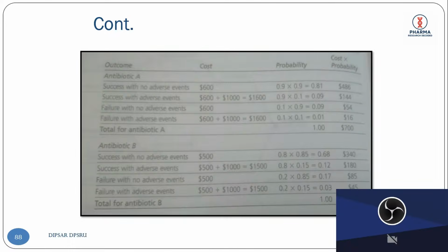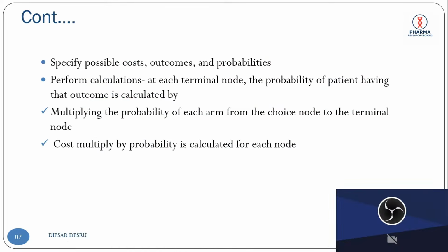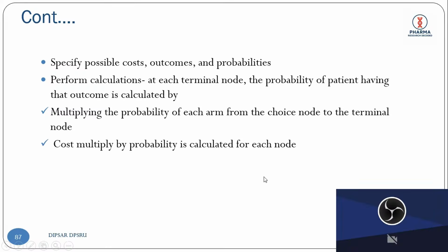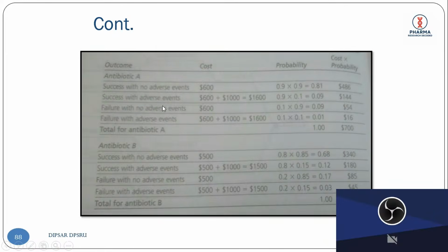I hope you understand what a node is. Nodes are all these stages, right? This is one node, this is the second node, third node, fourth node. Like that, you have to do the calculation. Success with adverse event, right? 600 plus 1000, $1,600. Probability is 0.09, and your cost multiplied by probability. Like that, you have to do it for antibiotic A and antibiotic B.